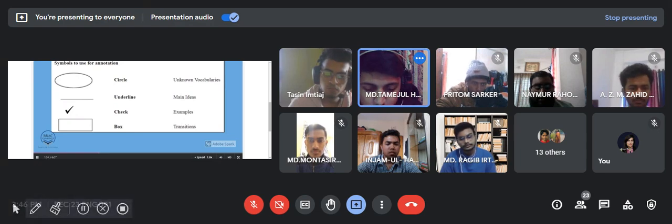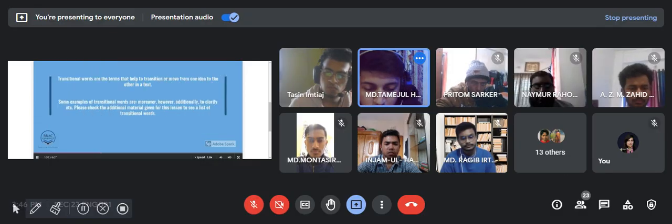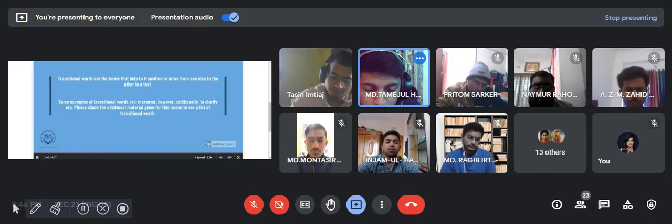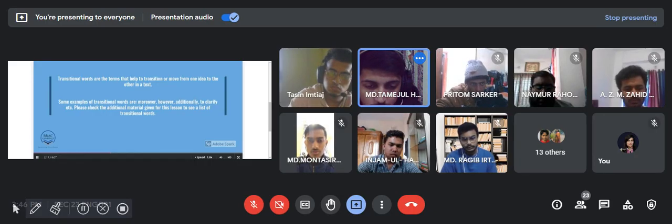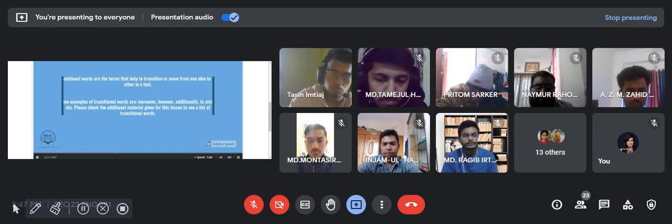Draw boxes around transitional words. Transitional words are the terms that help to transition or move from one idea to the other in a text. Some examples of transitional words are moreover, however, additionally, to clarify, etc. Please check the additional material given for this lesson to see a list of transitional words.